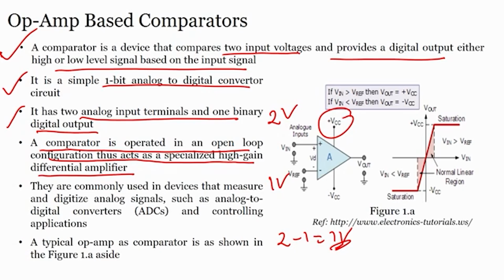Now, what we see next is that they are commonly used in devices that measure digitized analog signals, such as A to D converters and controlling applications. That is the application of the op amp based comparator.